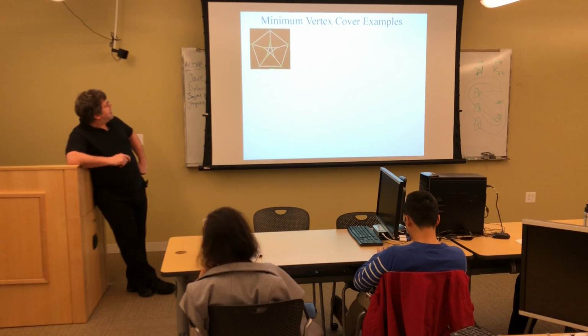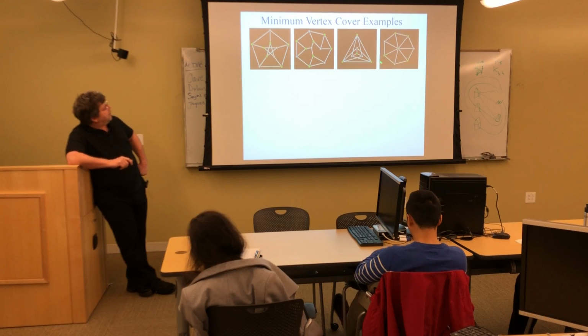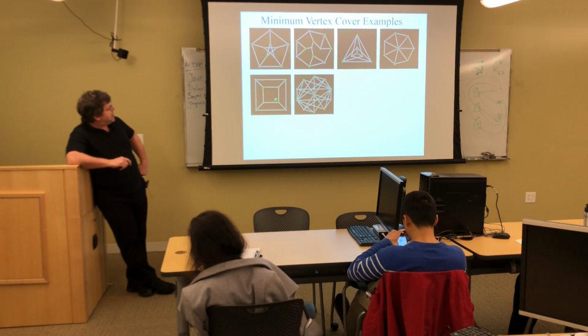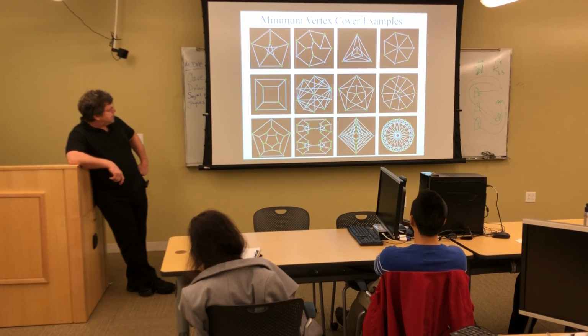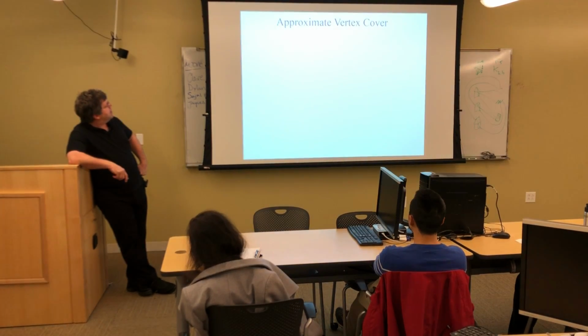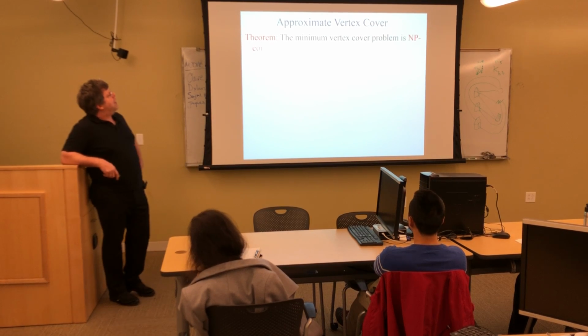All right, so here are some examples of minimum vertex covers for different graphs. You see, it's not obvious. It's NP-complete, and in general, it's hard to figure out what the minimum number of vertices necessary to touch every edge in the graph is. Here are some more examples. And if the graph gets bigger and more complicated, it's harder and harder to find these optimal solutions. But here's a heuristic that's guaranteed not to be worse than twice optimal.